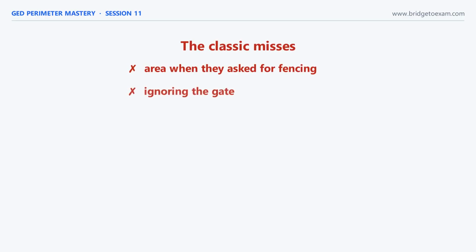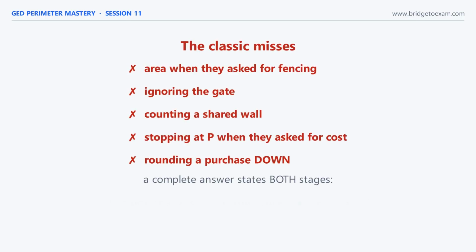Let's name the classic misses. Area when they asked for fencing. Ignoring the gate. Counting a shared wall. Stopping at the perimeter when they asked for cost. Rounding a purchase down. A complete answer states both stages. The boundary is this much. Therefore, the cost is that much.